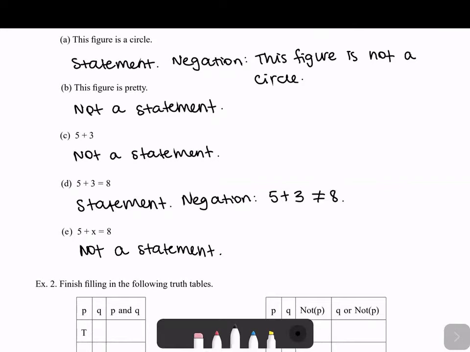Okay, so this was our example on statements and negations. It's page 23 in the textbook. So now we're going to move on to truth tables.